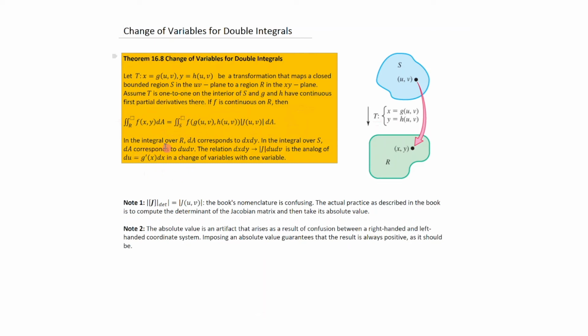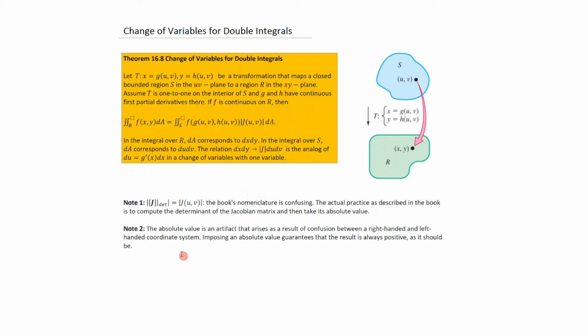In the integral over R, dA corresponds to dx dy. In the integral over S, dA corresponds to du dv. The relation of dx dy to J du dv is the analog of du equals g prime of x dx in a change of variable with one variable.